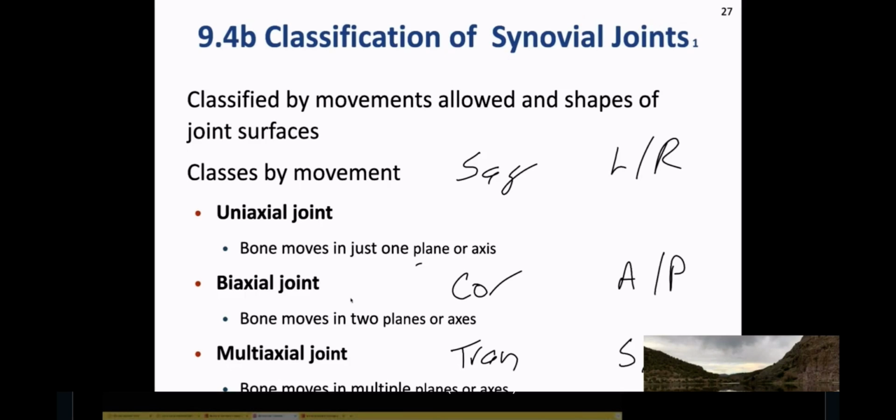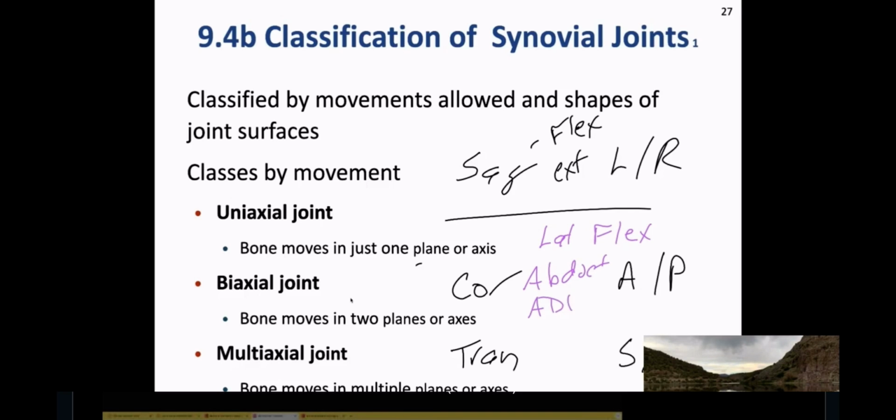Each of these planes also have specific types of movements that go with it. And for now, just memorize it. It'll make sense. But if I'm in the sagittal plane, I can do flexion and extension, and hyperflexion and hyperextension. If I'm in the coronal plane, I can do lateral flexion, and I can do abduction and adduction. And if I'm in the transverse plane, I can do rotation.